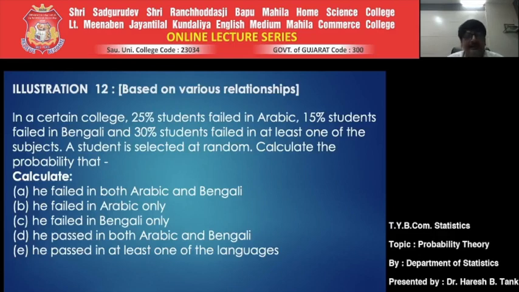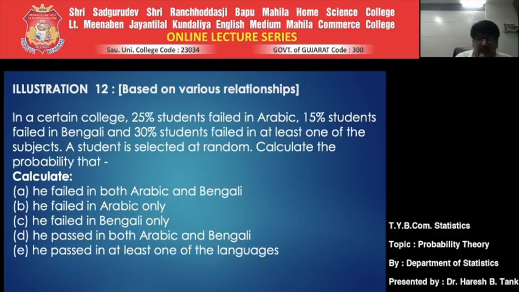Let us have one more example. In a certain college, 25% students failed in Arabic, 15% students failed in Bengali and 30% students failed in at least one of the subjects. A student is selected at random. Calculate the probability that he failed in both Arabic and Bengali, he failed in Arabic only, he failed in Bengali only, he passed in both Arabic and Bengali, he passed in at least one of the languages. These are the different probabilities which we are likely to get out of the given information.